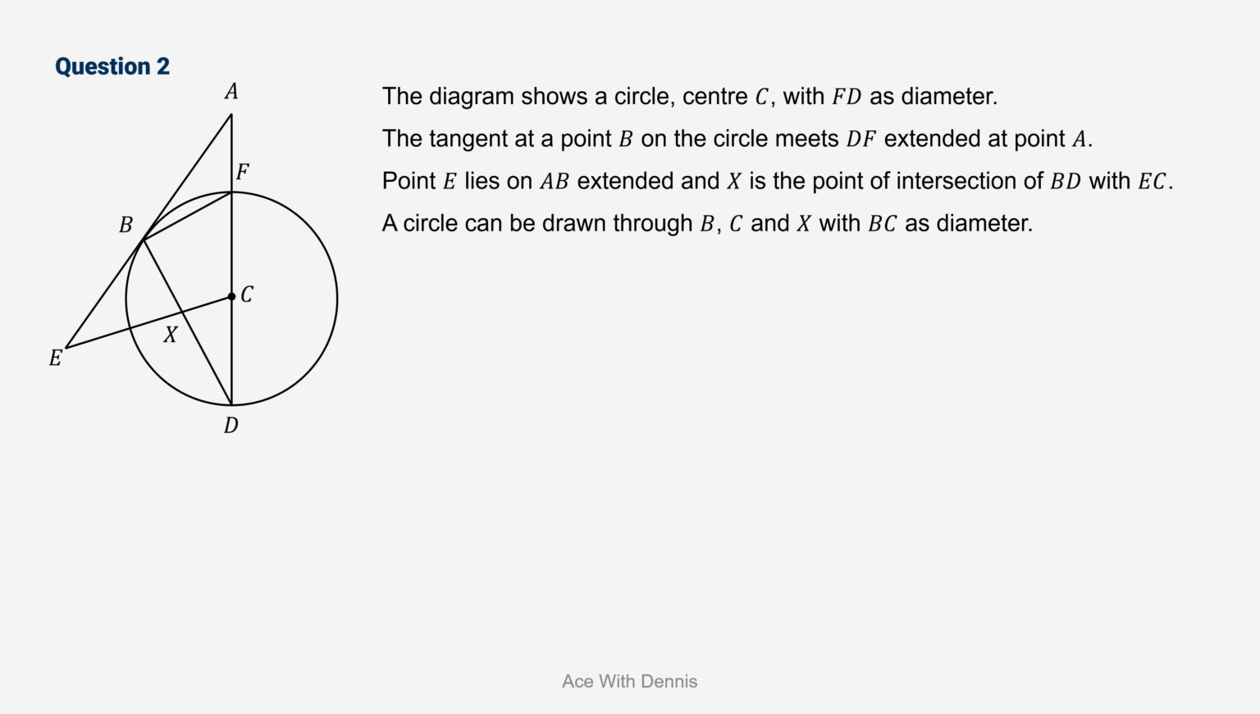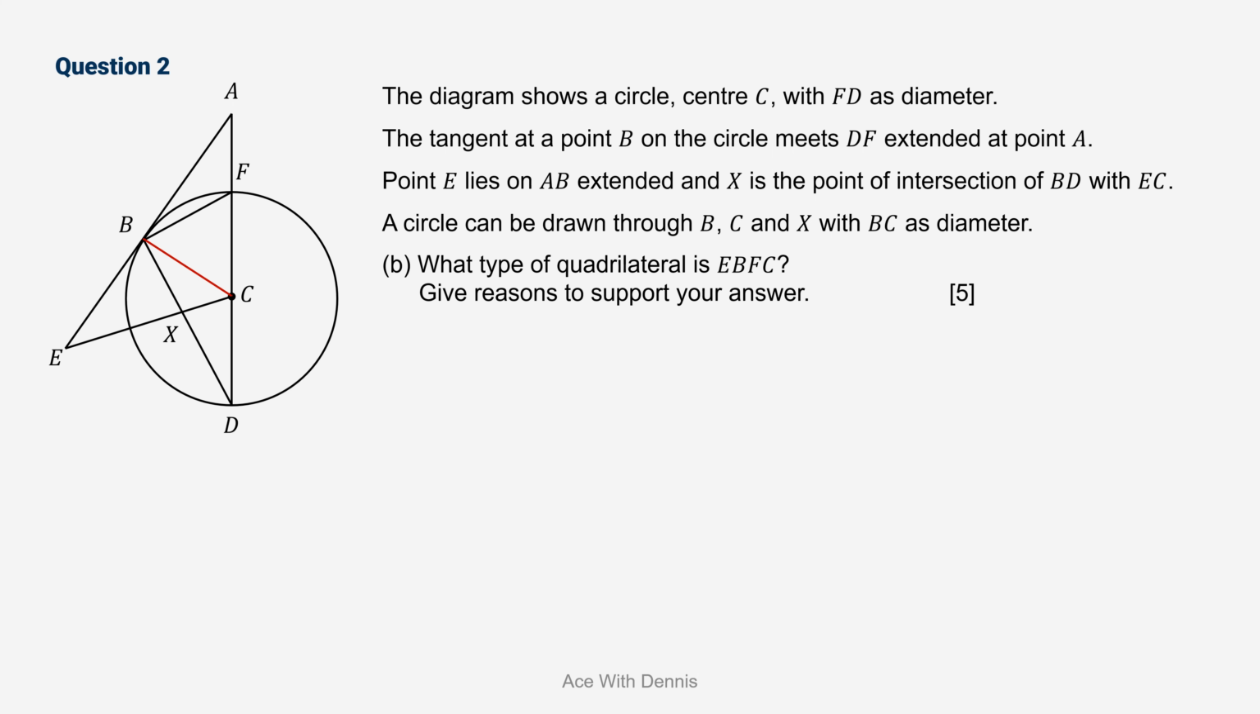A circle can be drawn through B, C, and X with BC as diameter. So let's connect point B and point C with a straight line. So this line BC is a diameter of a circle that passes through points B, C, and X. B. What type of quadrilateral is EBFC? Give reasons to support the answer.